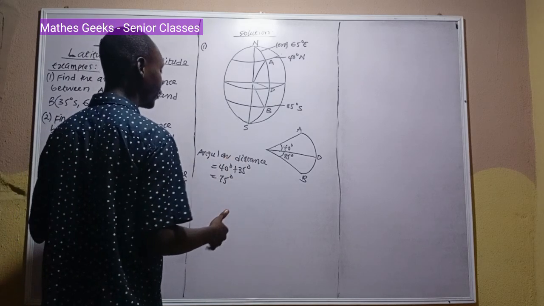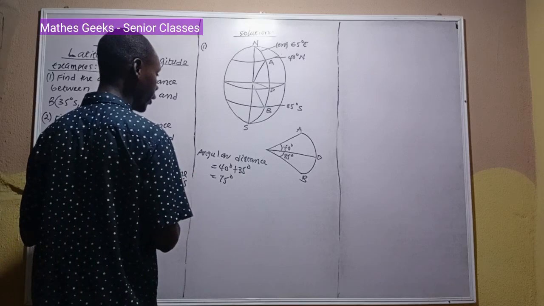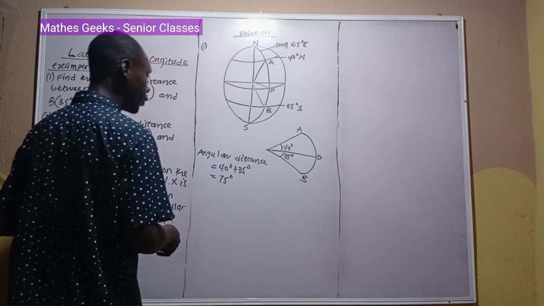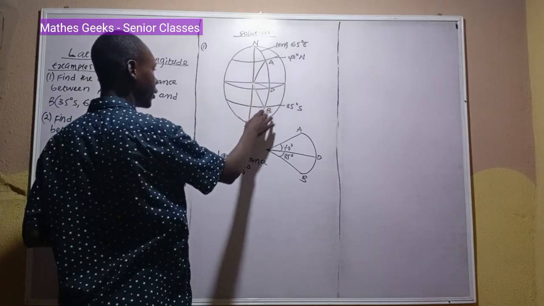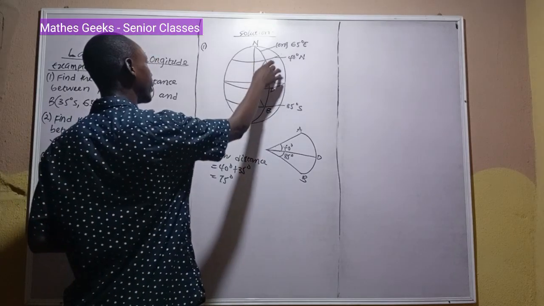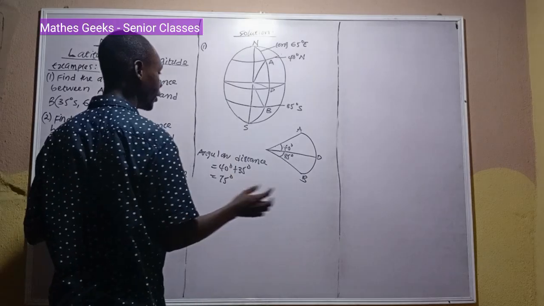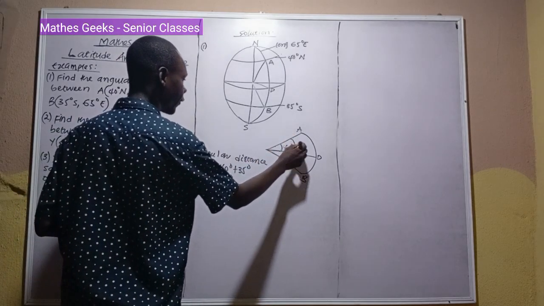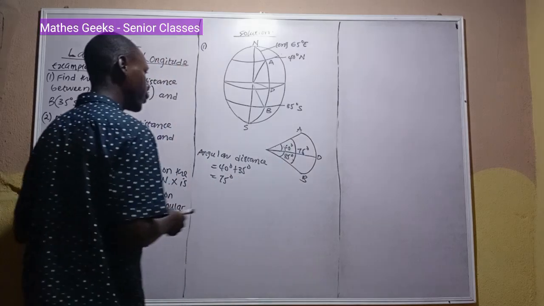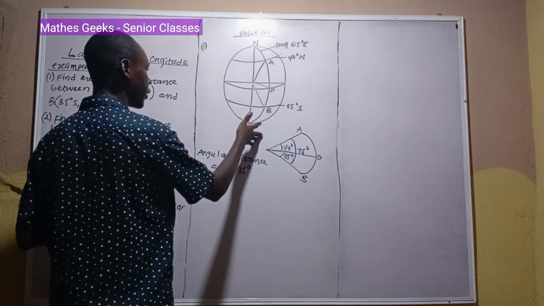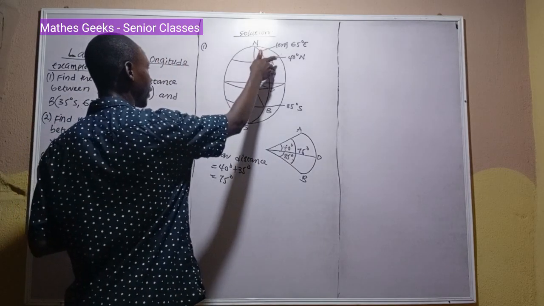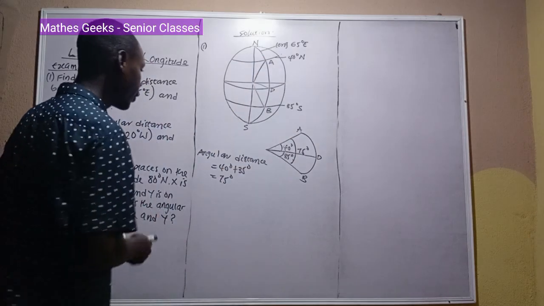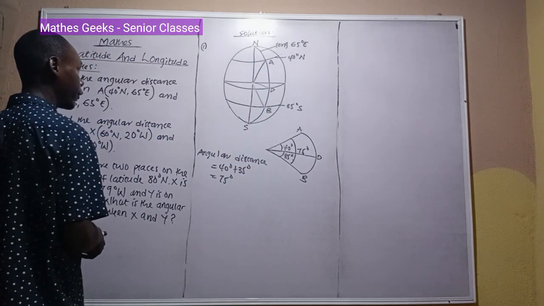But if they are on the same hemisphere, you're going to subtract the smaller angle from the bigger or larger angle. So in this case, B is in the southern hemisphere, A is in the northern hemisphere. So the angular distance between them is going to be the total, which is 75 degrees. But if both of them were in either the southern hemisphere or the northern hemisphere, I'm going to subtract the smaller one from the bigger angle. So number 1 is 75 degrees.